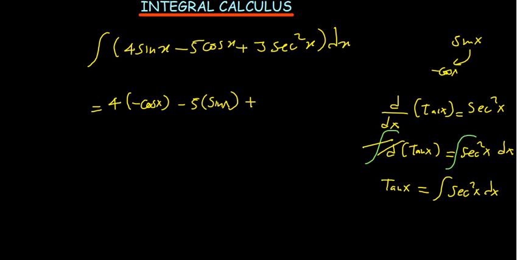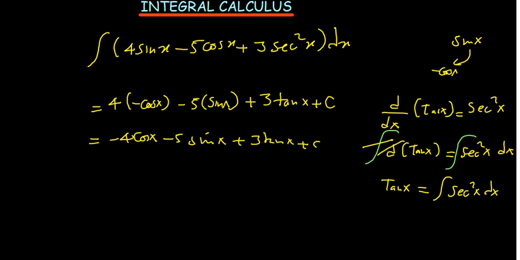So when we are finding the integral of sec squared, it gives us tan, just like when we differentiate tan, we get sec squared, because integration and differentiation are just opposites of each other. So this will simply give us 3 tan x, and then a constant of integration, and therefore this will just be negative 4 cos x, negative 5 sin x, plus 3 tan x, plus c. So that is going to be the value for this one.